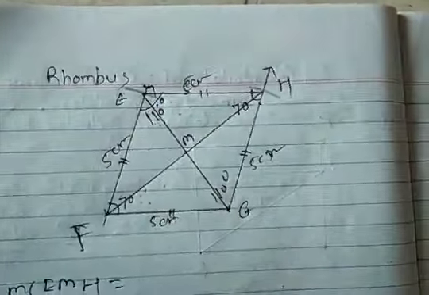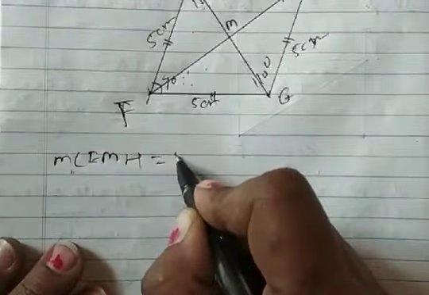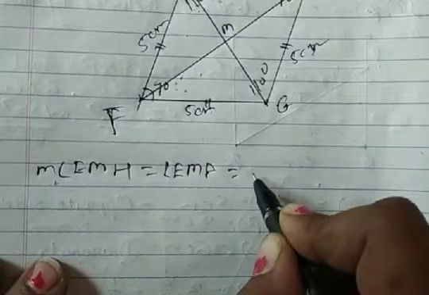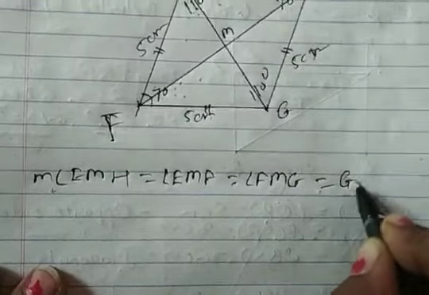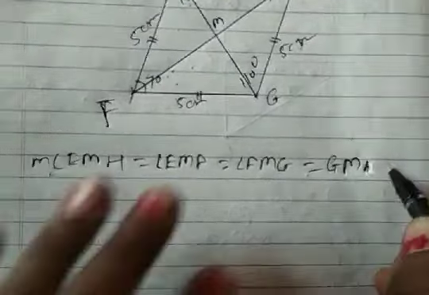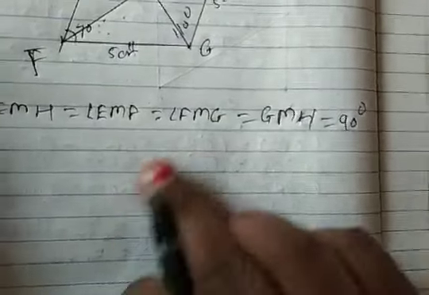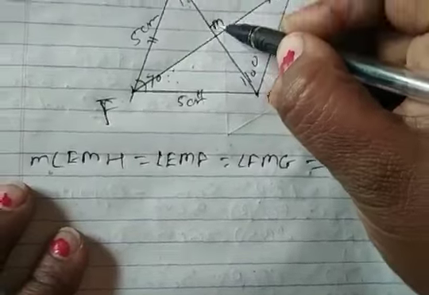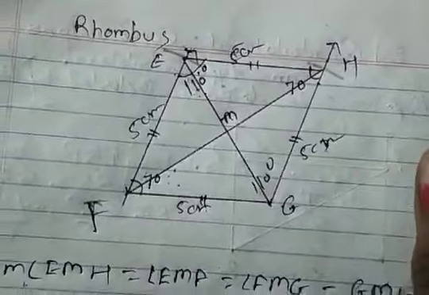So angle EMH is equal to angle EMF, is equal to FMG, is equal to GMH, is equal to 90 degrees. Meaning all angles are equal to 90 degrees. From this what we are understanding is that the diagonals are perpendicular, they are perpendicular to each other.